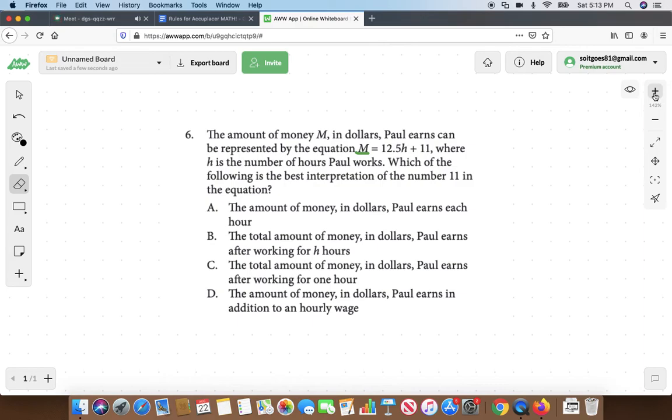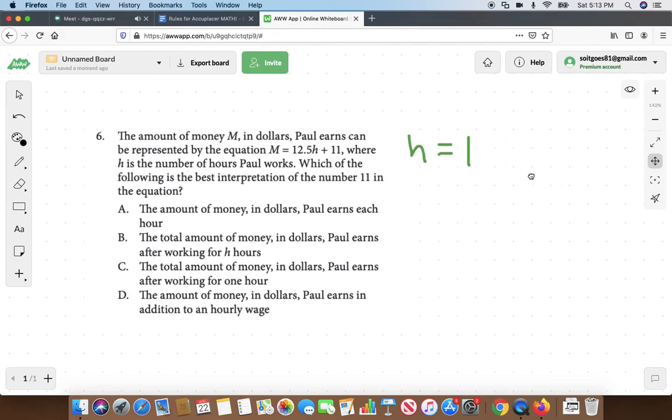Let's plug in a value for H. I'm going to make H equal 1. I don't know exactly what's going to happen here. I'm going to find out in just a minute. Now let's think about what that means. I'm not just making H equal 1. That means that Paul has worked 1 hour. Does that make sense? When H equals 1, that means Paul's worked 1 hour. Yes. Okay, great. Let's plug that into the equation and see how much money he makes when he's worked 1 hour.